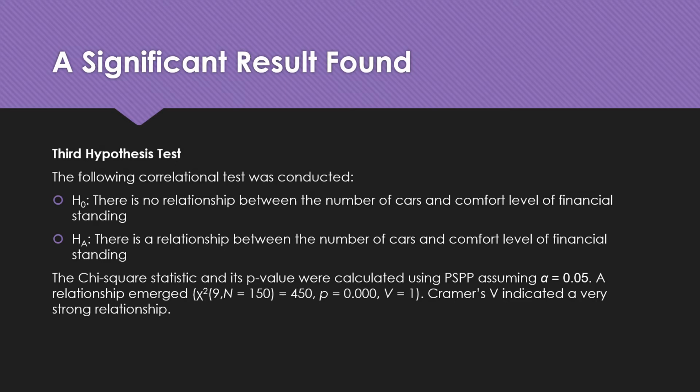We then performed the chi-square test, and the chi-square test had 9 degrees of freedom, contained 150 cases, and the chi-square statistic itself was 450, with a p-value of 0.000. With a p-value of 0.000, which is less than our alpha of 0.05, we rejected the null hypothesis and performed a Cramer's V test to establish the strength of the relationship between the variables. The Cramer's V result was 1, indicating a very strong relationship between the variables.